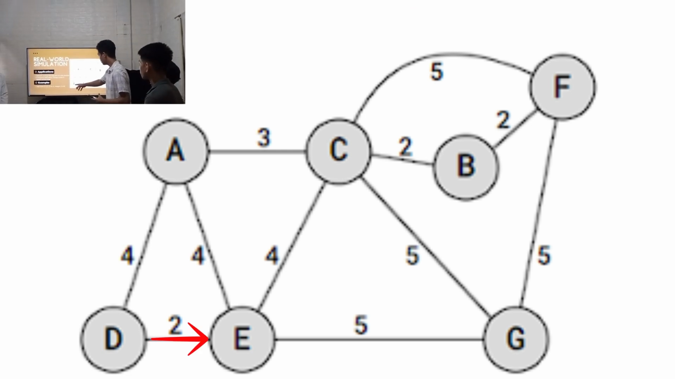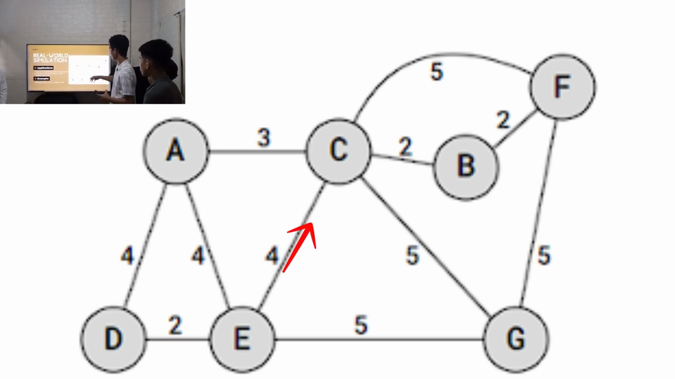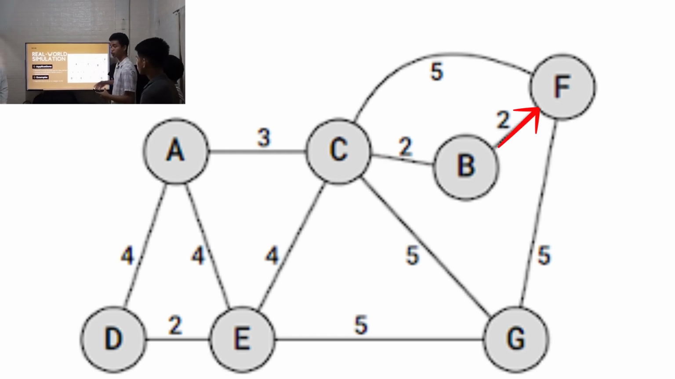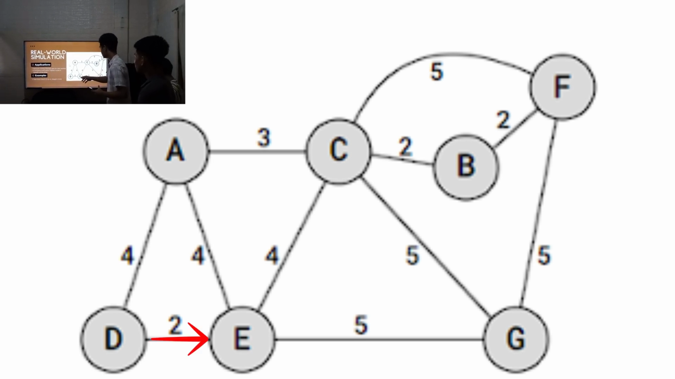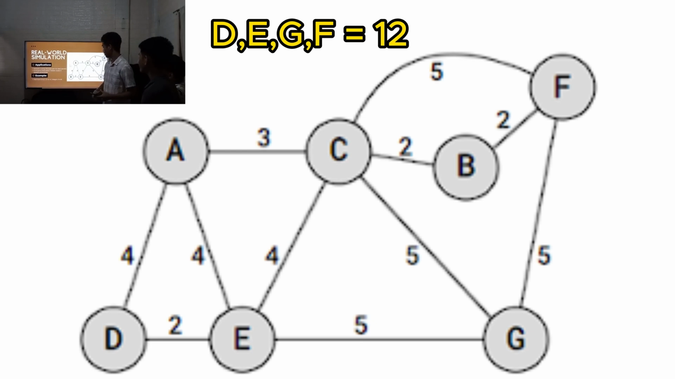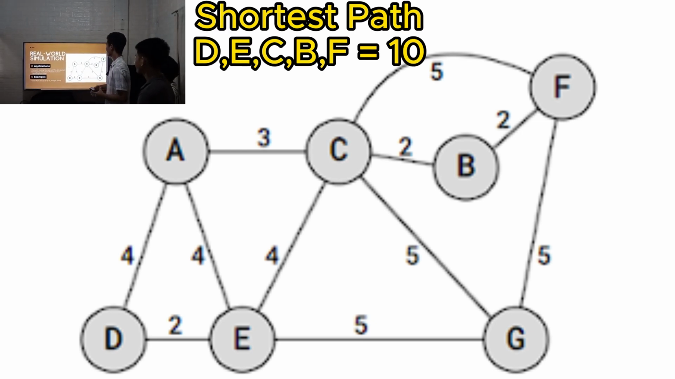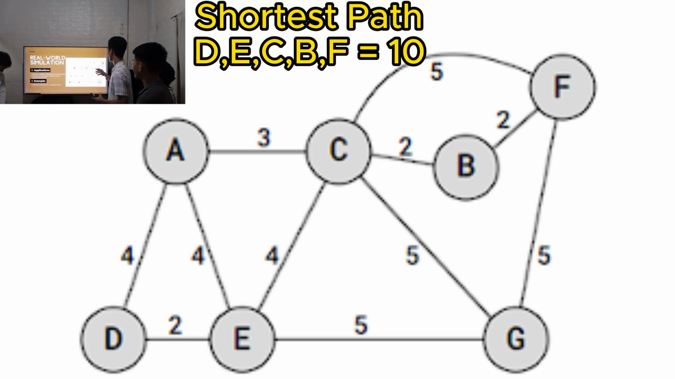Next is D to E, then E to C is 4, 6. Then C to B is 8. Then B to F is 12. Same as D to E, then E to G, then G to F is 5. So the shortest is D to E, then E to C, then C to B, then B to F. That is our shortest path.